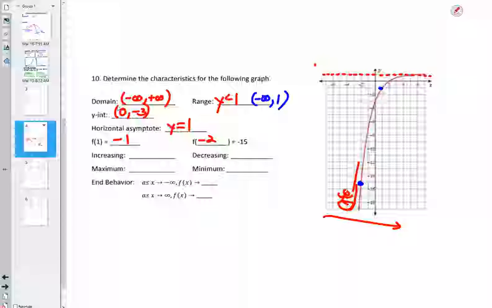Now, again, in this particular case, which one is it? Is it increasing or decreasing? As we go from left to right, are we going up or down? We're going up. So this is going to be increasing from negative infinity to positive infinity as well. And this is never decreasing.